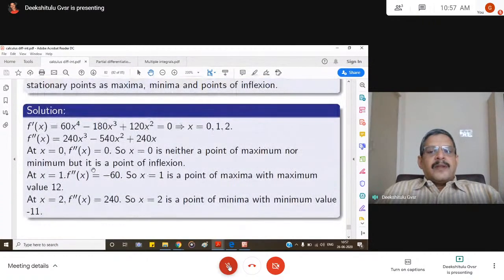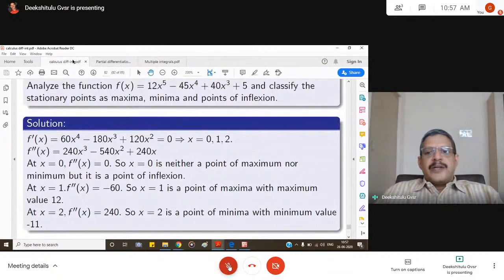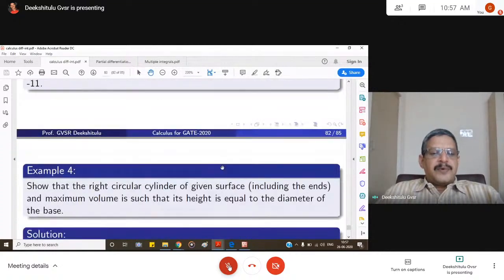So in these points, another thing we have used is stationary points. What do we mean by stationary points? Whenever we equate f dash x to 0 and find the values of x, these are called stationary points.